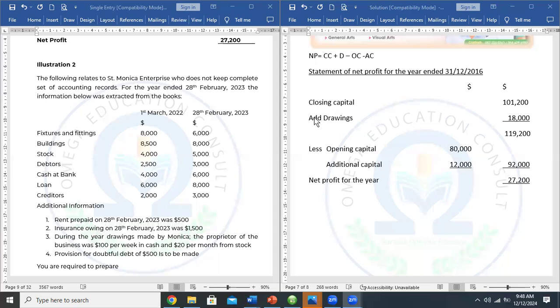Please, I wanted to ask, when they tell you to calculate the net profit, can you use the trading profit and loss instead of this?